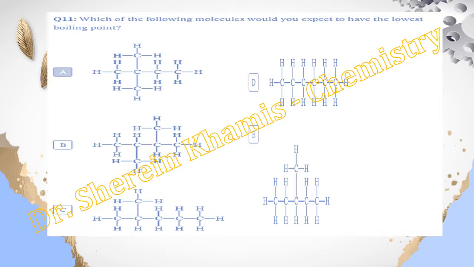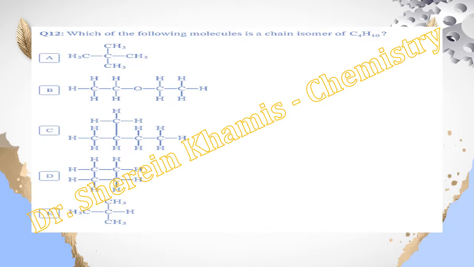Okay, let's go into question 12. Question 12 says: which of the following molecules is a chain isomer of C4H10? We want a chain isomer for C4H10. We have a straight chain of 3 carbons, which is propane, and one carbon making a branch. We have here the chain isomer of C4H10: 3 carbons connecting together, with a branch of a methyl group.